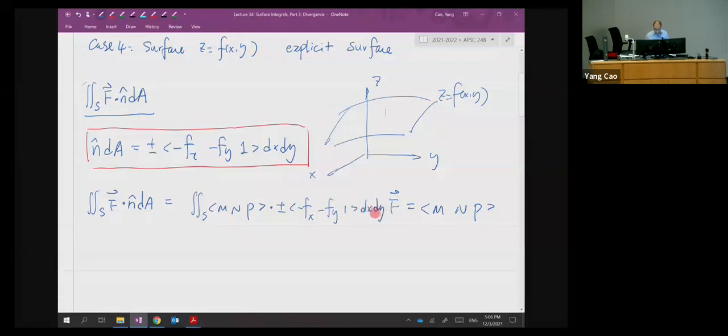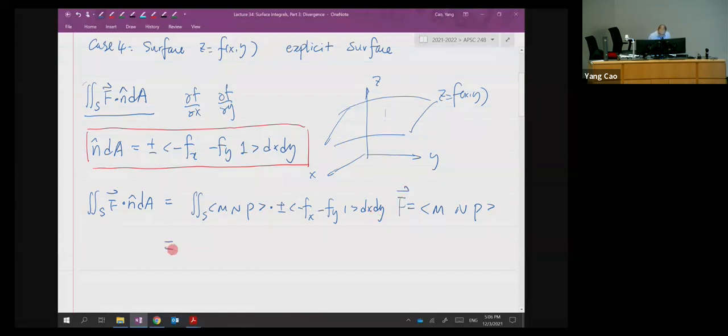I probably should clarify this. Fx is partial f, partial x, and this is partial f, partial y, if you recall the notation. So this is your surface. What happens here is you need to calculate 2 partial derivatives based on the given surface: partial f, partial x, and partial f, partial y.